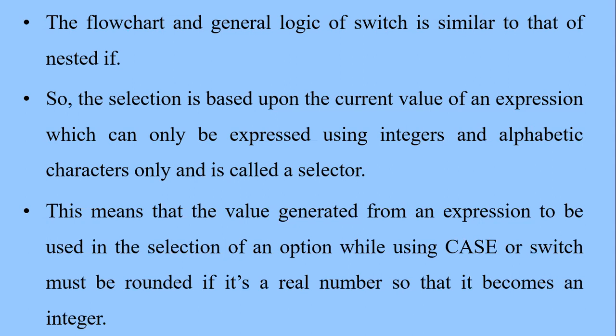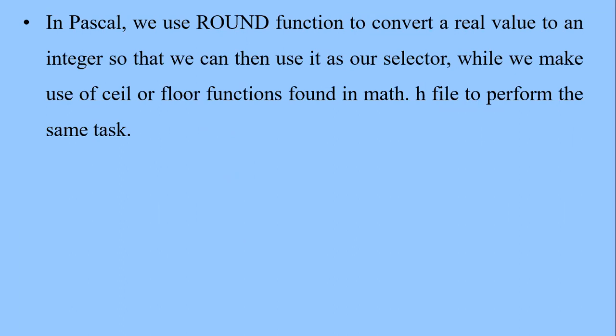This means that the value generated from an expression to be used in the selection of an option while using case or switch must be rounded if it's a real number so that it becomes an integer. In Pascal, we use the round function to convert a real value to an integer so that we can use it as our selector, while we make use of ceil or float functions found in the math.h file in C to perform the same task. So that means if you are going to use switch in C, we must have the preprocessor directive called math.h included in our program.